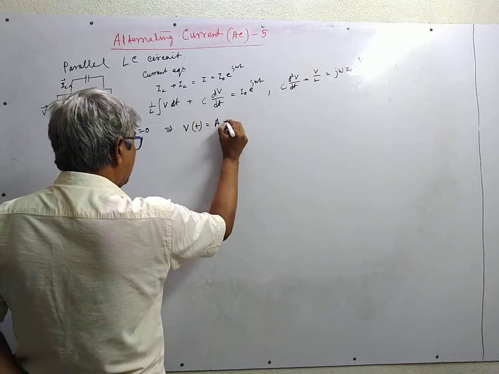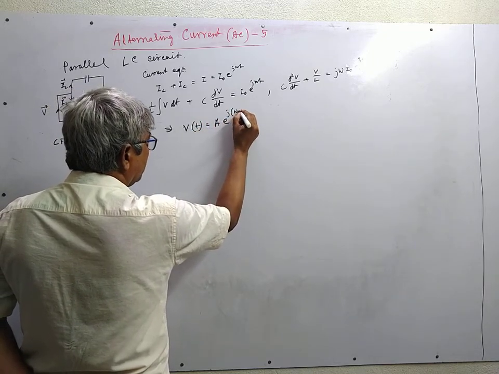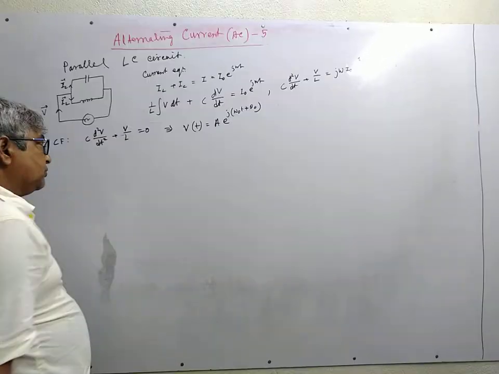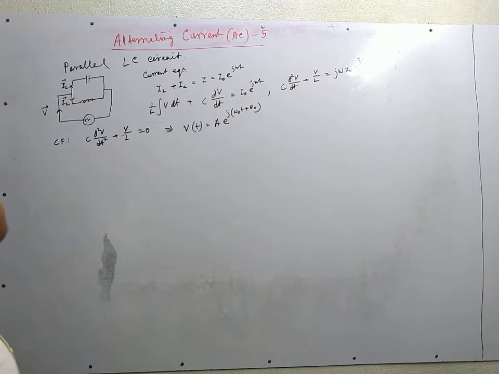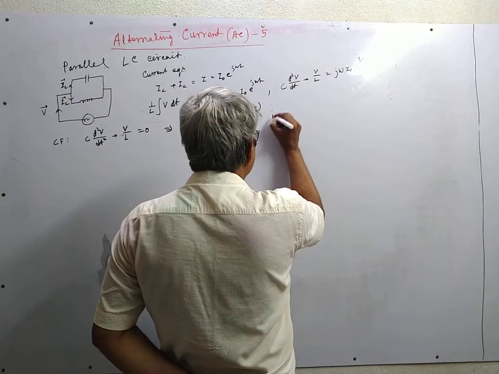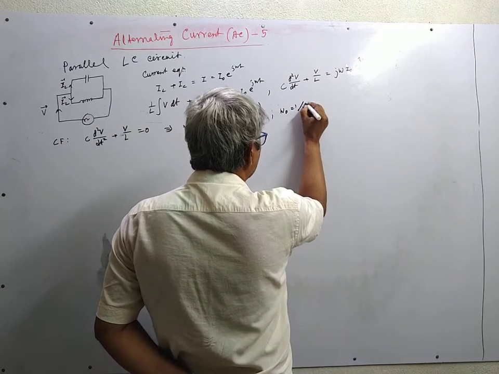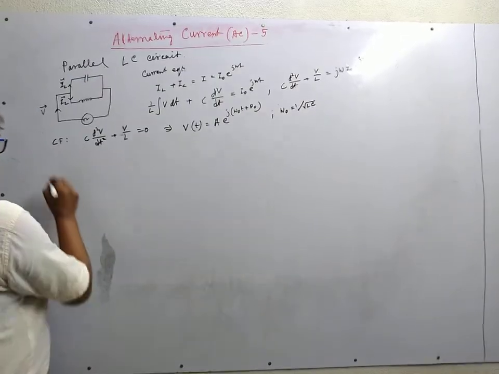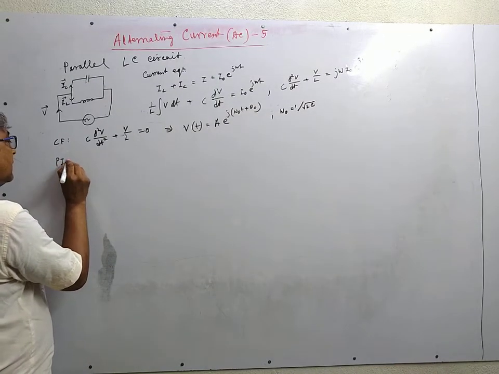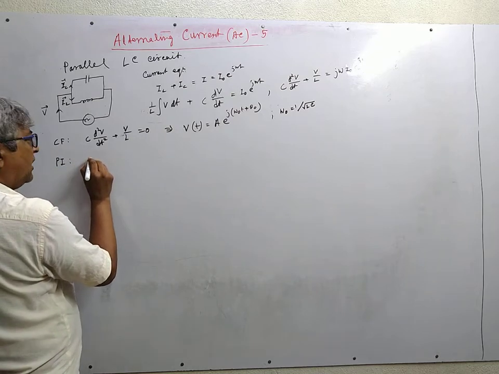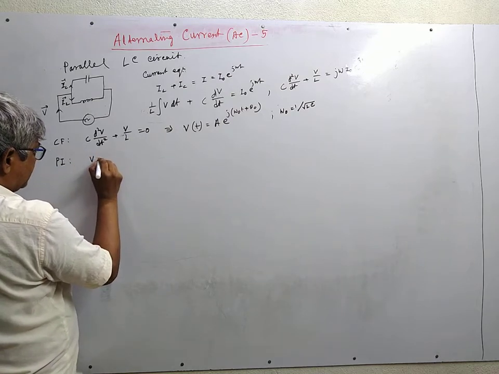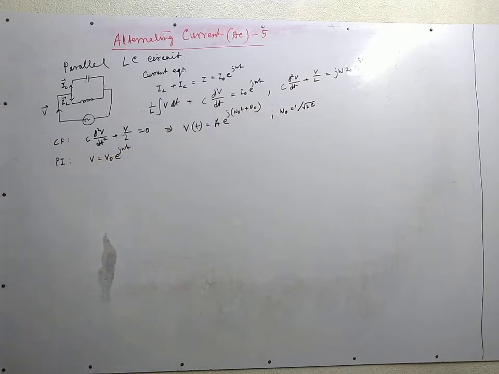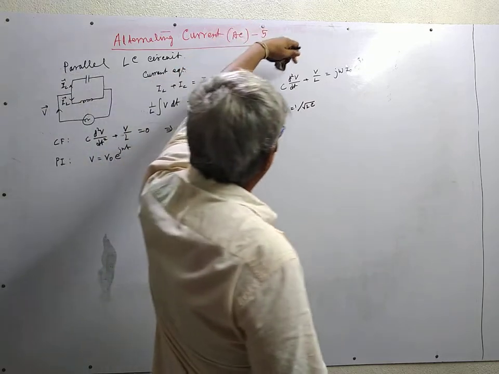V as a function of t is A e to the power j(omega 0 t plus theta 0). This A is different from the one we used in the case of the series circuit, and omega 0 is the same. So this is the natural frequency, and for the particular integral we write V is equal to V0 e to the power j omega t, and we substitute this in this equation.